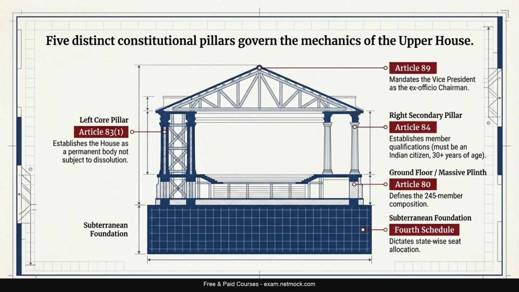First, Article 83, Clause 1 establishes the House as a permanent body not subject to dissolution. Second, Article 89 mandates the Vice President as the ex officio chairman. Third, Article 84 establishes member qualifications, requiring them to be an Indian citizen and at least 30 years of age. Fourth, Article 80 defines the 245-member composition. And fifth, the Fourth Schedule dictates the state-wise seat allocation. These are your 5 pillars, remember them.